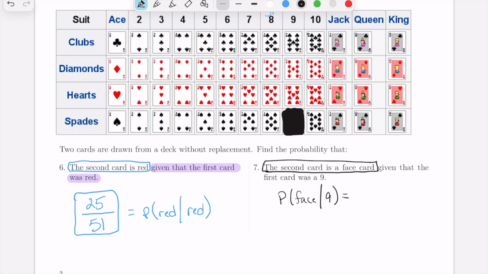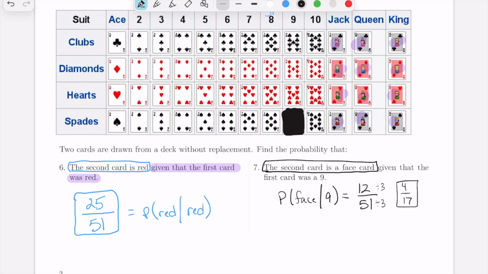From what's left, if I count all of the face cards that I still have, I've got 1, 2, 3, 4, 5, 6, 7, 8, 9, 10, 11, 12. There's 12 face cards left, and there's 51 cards left. By the way, this is a weird one, but 51 is actually divisible by 3. So you can reduce a 3 out of the top and the bottom to get 4/17. That's a great question for Desmos as well.